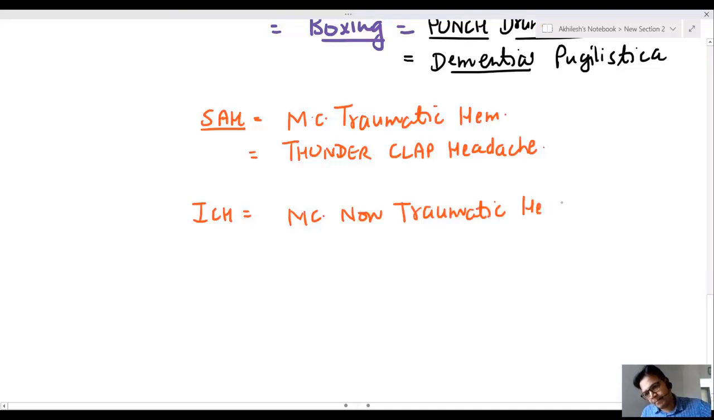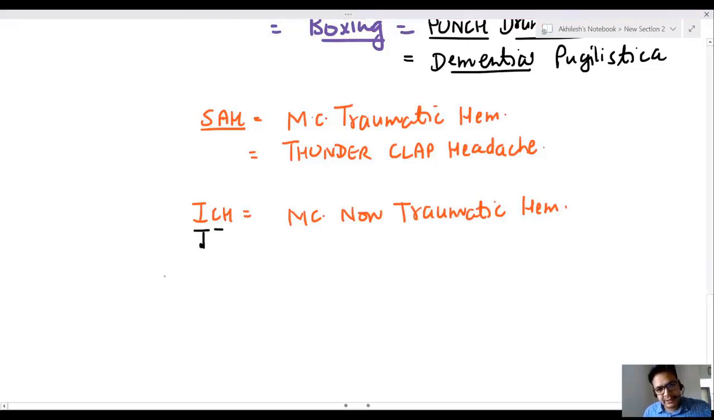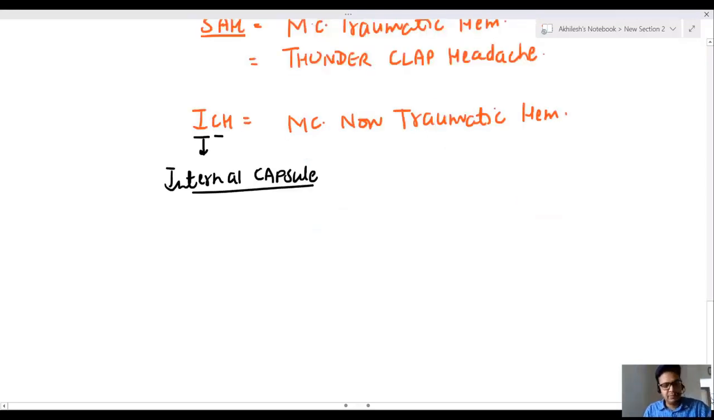Most common non-traumatic hemorrhage. Most common site is internal capsule. You can remember: intracerebral is IC, and this is a very simple trick. Most common site is also IC, that is internal capsule.